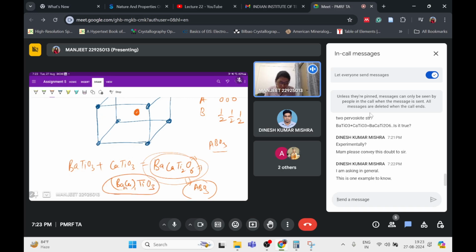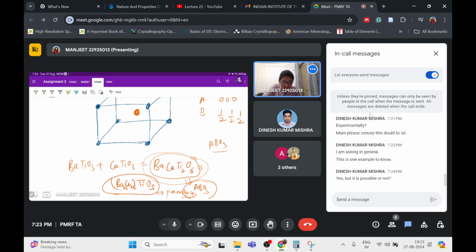Let's say this is barium 0.5 and calcium 0.5. If these are giving you the perovskite structure, it should be in the ABO3 structure. This is one example to know in general. But is it possible or not?